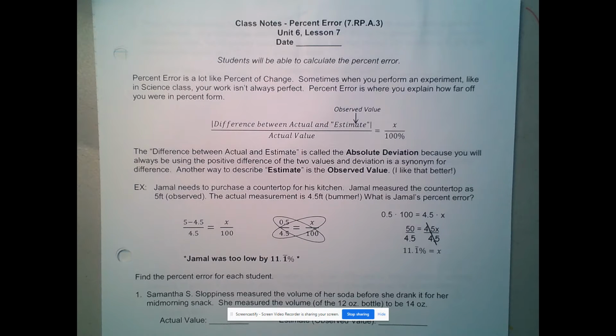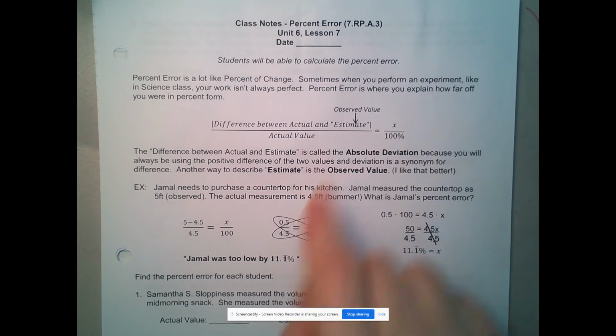The difference between actual and estimate is called absolute deviation. You're always going to use a positive number for this. You're never going to have a negative. So we're just saying, what's the difference? How far off are the two numbers? And then the estimate or the observed value is the number that you are finding the difference with.